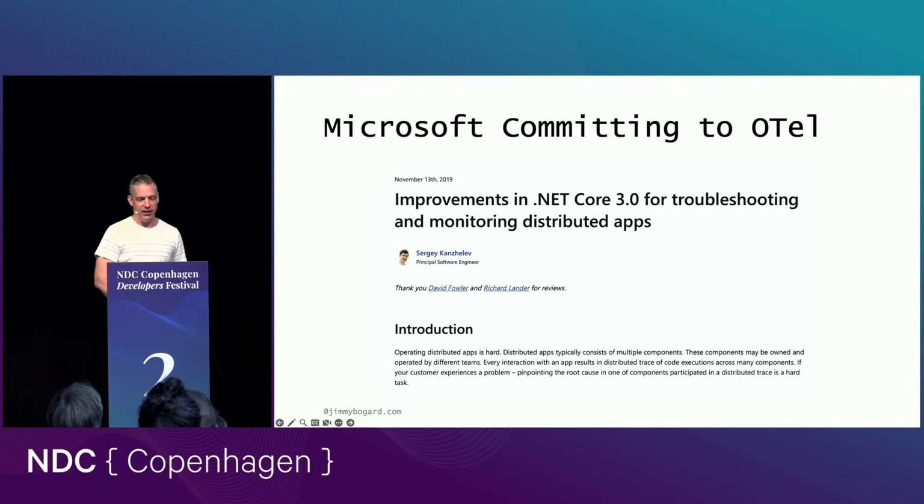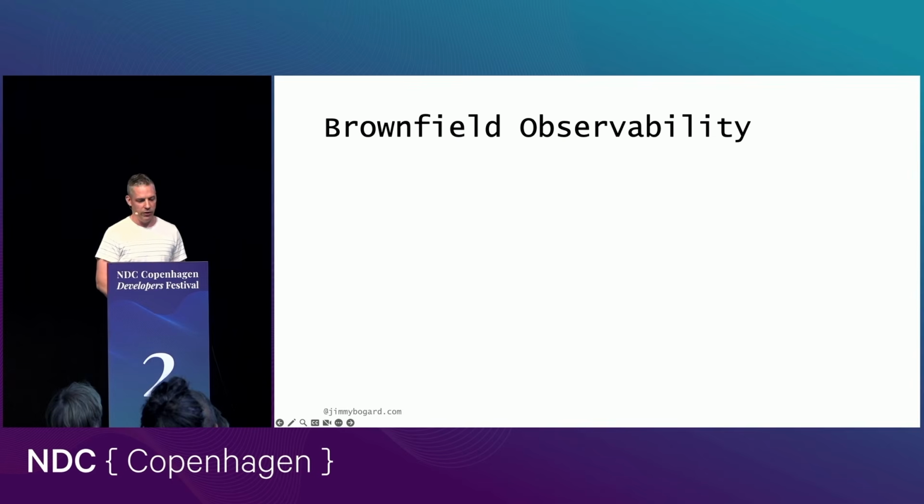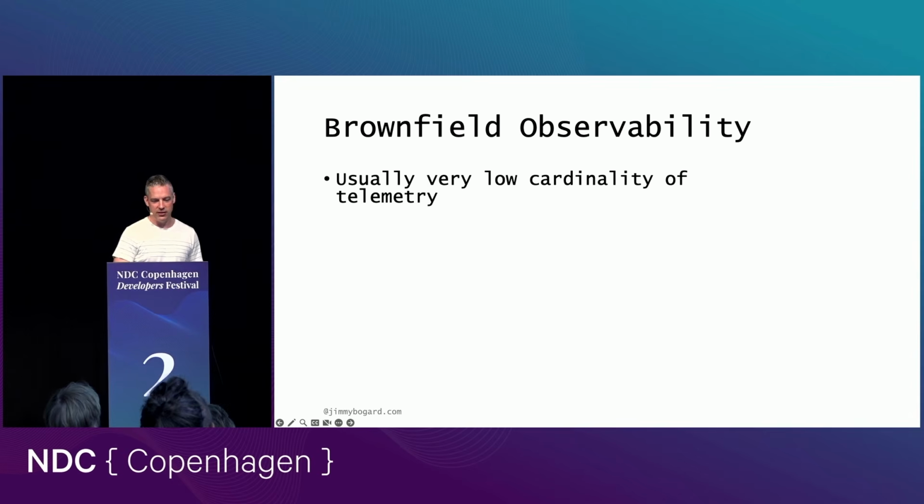So what does this look like in the application we were dealing with? In a brownfield application, the observability I typically see is usually a very low cardinality of telemetry. And cardinality is simply the ability to find the right needle in the haystack, to say, are there attributes I can put in it to make sure I can find that exact operation the user has performed? Usually there's not that level of exactness in the data.